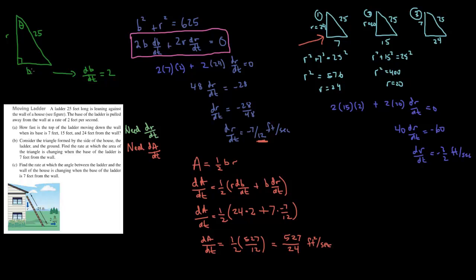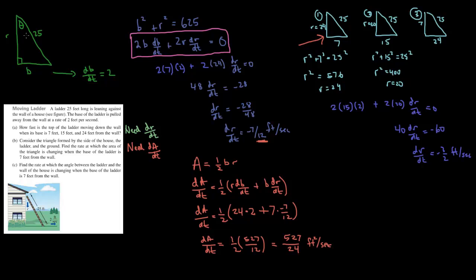Now, I was saying that I could use tangent and relate theta, R, and B, but I would like to leave a variable out of the equation if I could. So let's actually relate theta, B, and 25. Now, what do we know? How do we relate theta, B, and 25? Well, that's theta, opposite, and hypotenuse. So what trig function relates an angle, an opposite side, and a hypotenuse?